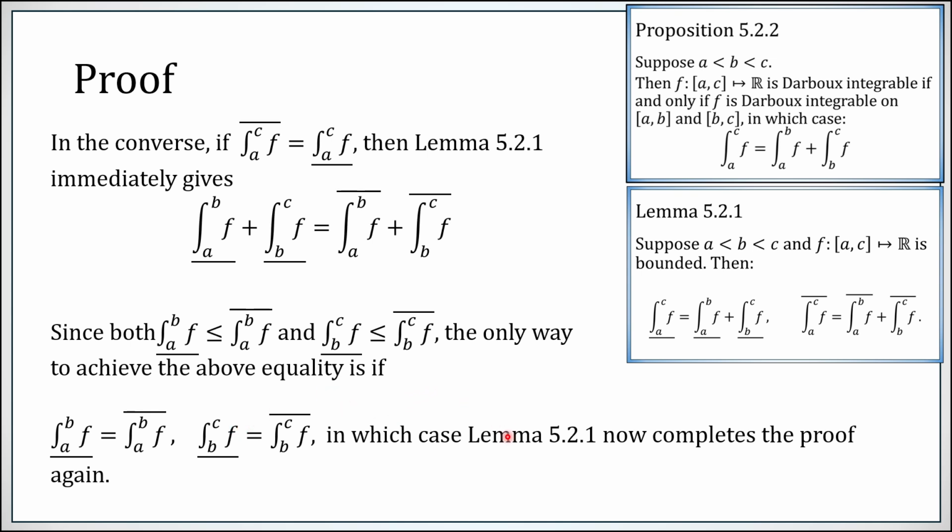And now lemma 5.2.1 establishes that the lower and upper integrals, which we assume to be equal at the beginning of this direction of the proof, are equal to the sum of these two things, and these are both equal to each other. And we recover the claim of prop 5.2.2.